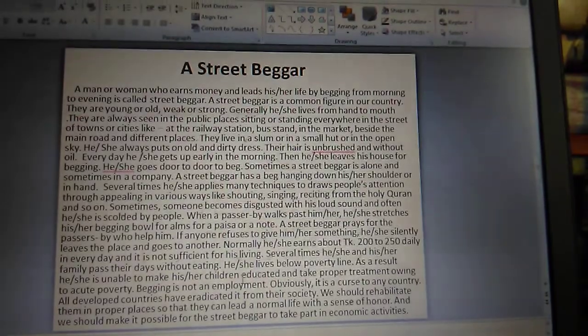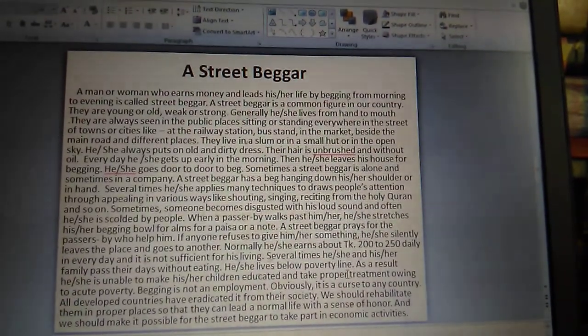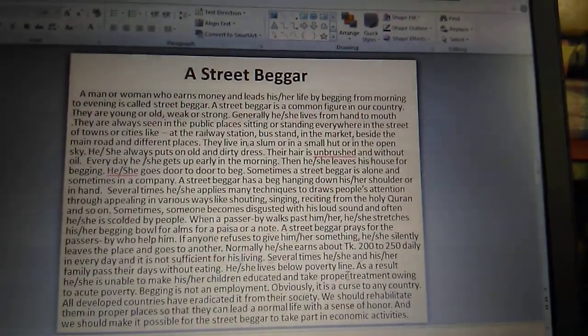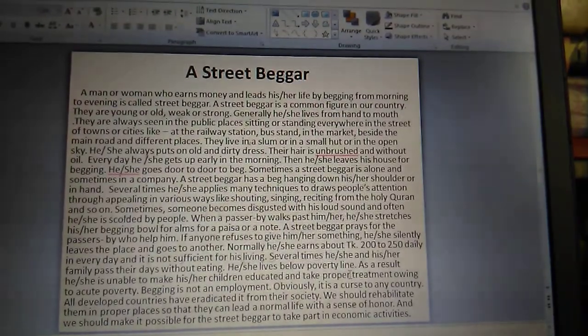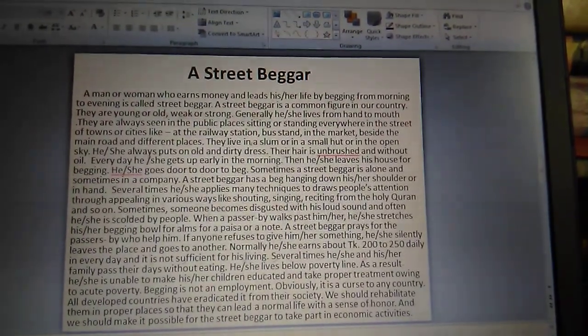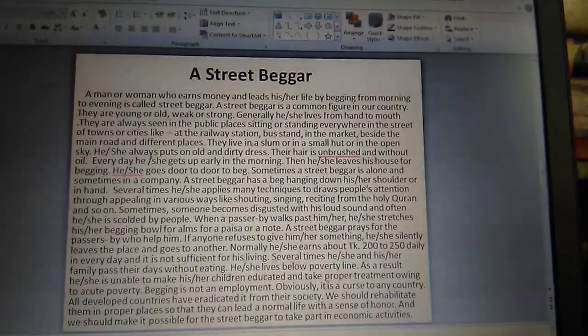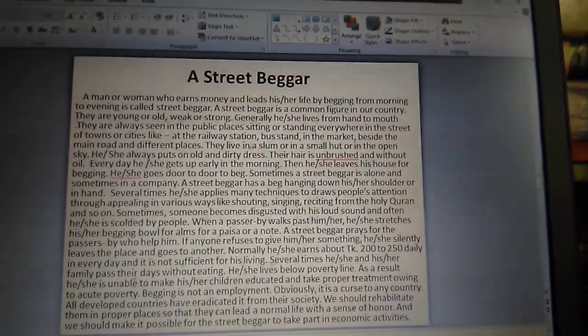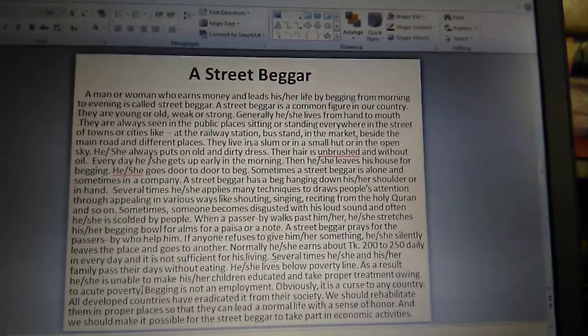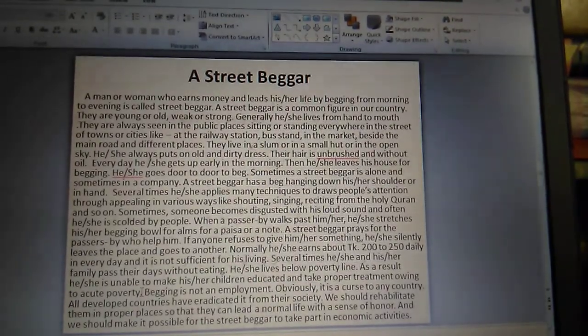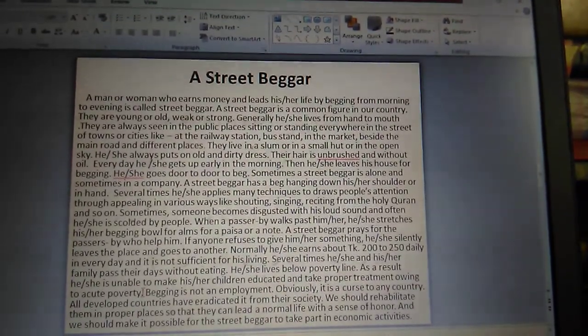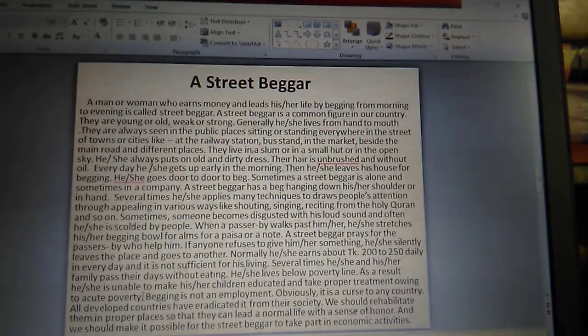He or she lives below the poverty line. They are not only poor, but impoverished, very poor. As a result, he or she is unable to make his or her child educated and take proper treatment owing to acute poverty. So he cannot take treatment for his child, or he cannot take treatment for himself or herself.